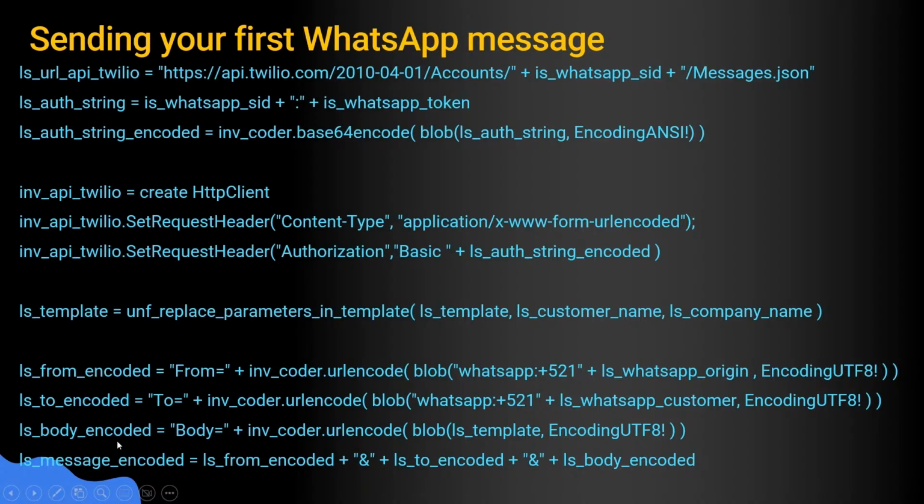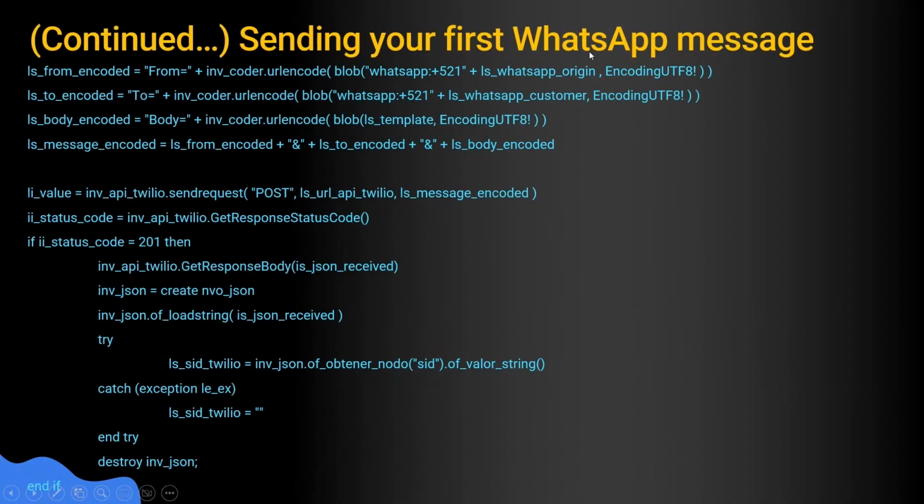And after that, the message encoded is going to be the result of the from, plus the to encoded, plus the body. So we have the message that we are going to send. Continue with our code of sending your first WhatsApp message. We have the same variables right here, and we continue.